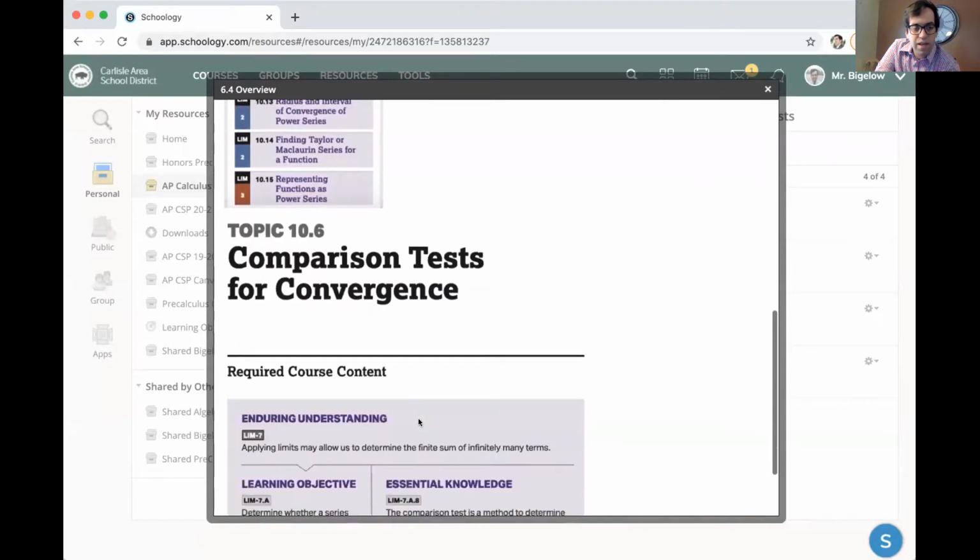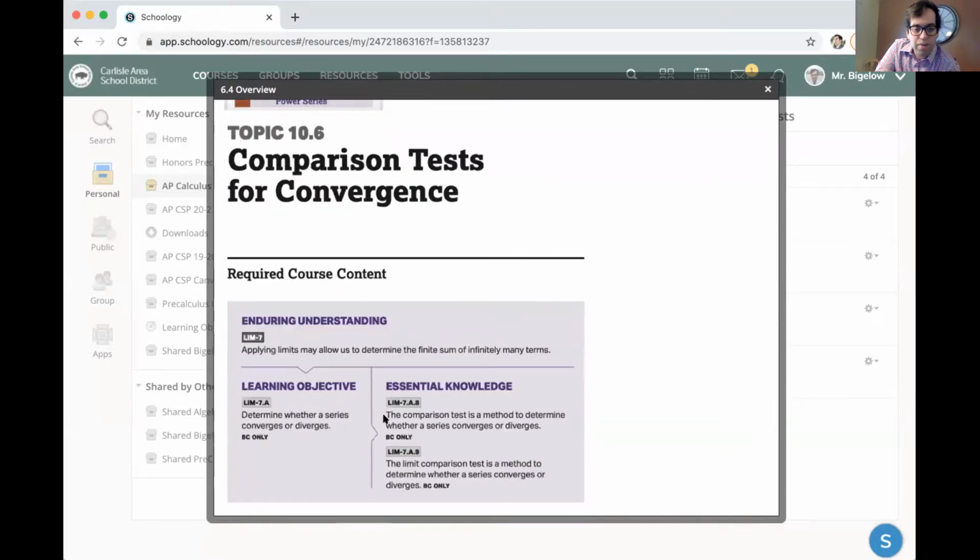And if we look down at the details, the comparison test is a method to determine whether a series converges or diverges. And we'll look at the limit comparison test, which will also determine whether a series converges or diverges. And as we've talked about, that's really the goal for this unit, is to examine all sorts of different series to determine whether they converge or diverge. So we're just going to add to our arsenal of convergence tests today. So let's switch over to the notes.